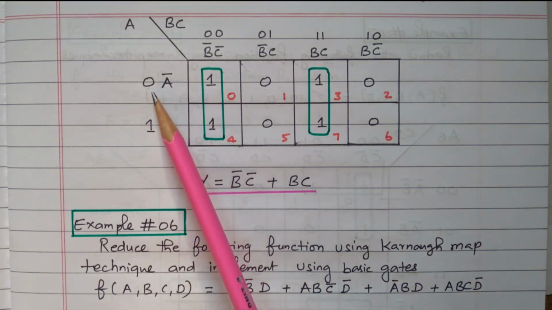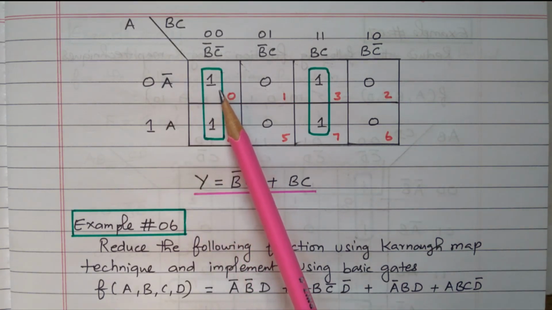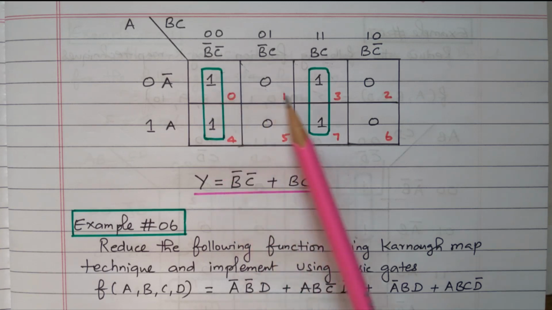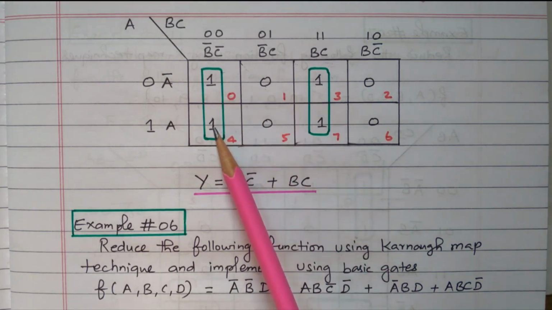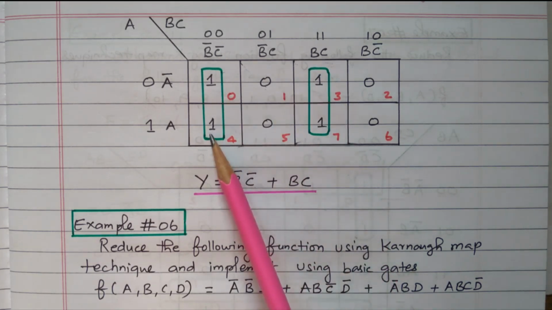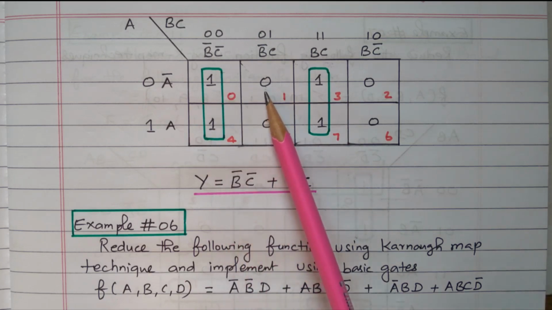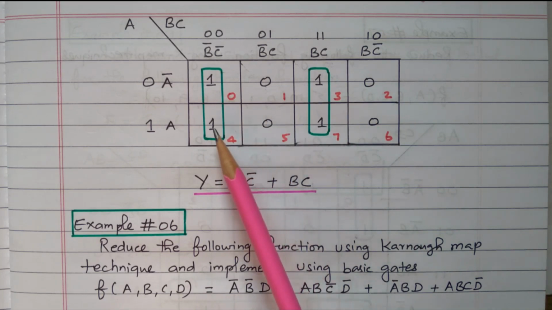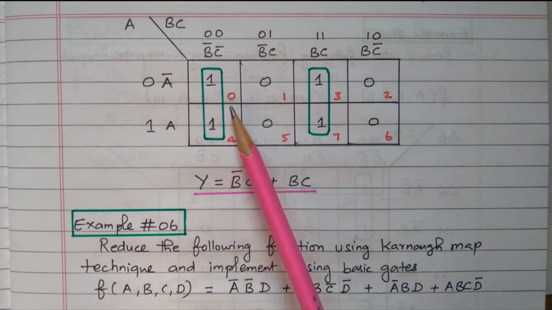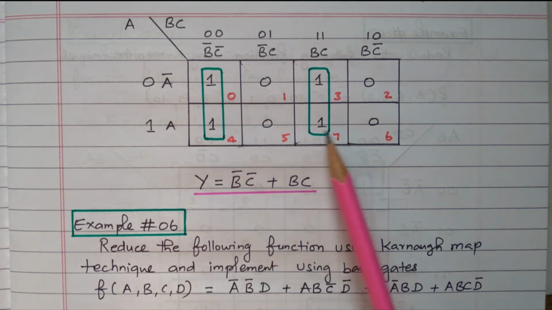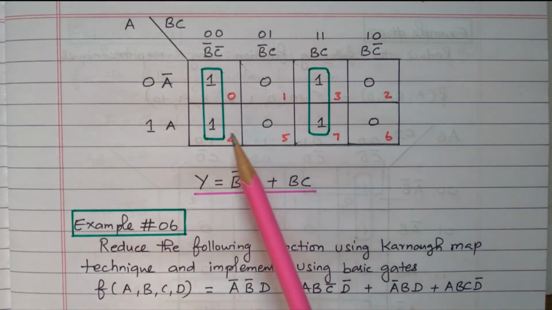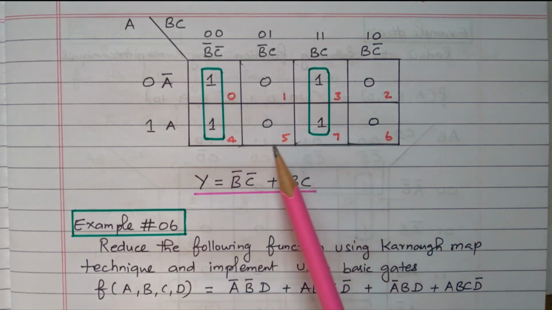So based on the truth table we have to mark the 1s in the K-map. For 0, 3, 4 and 7, these 4 boxes are marked with 1 based on the truth table. The other values are marked as zeros, right? So from the truth table, the minterms 0, 3, 4 and 7 are marked as 1. Now we need to simplify the K-map.